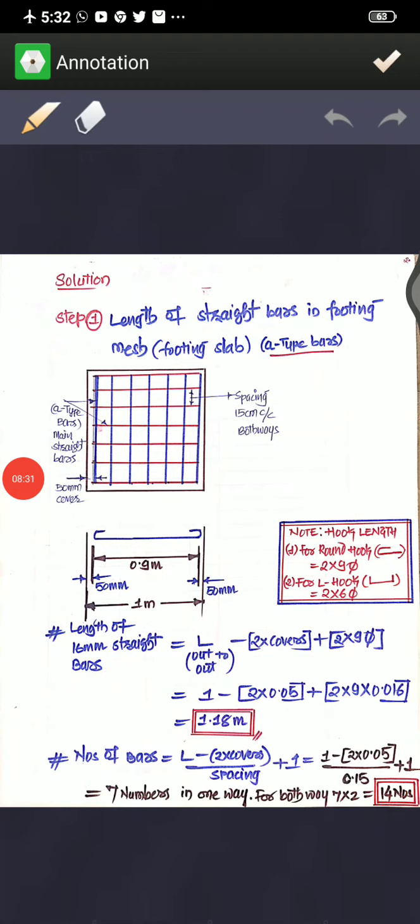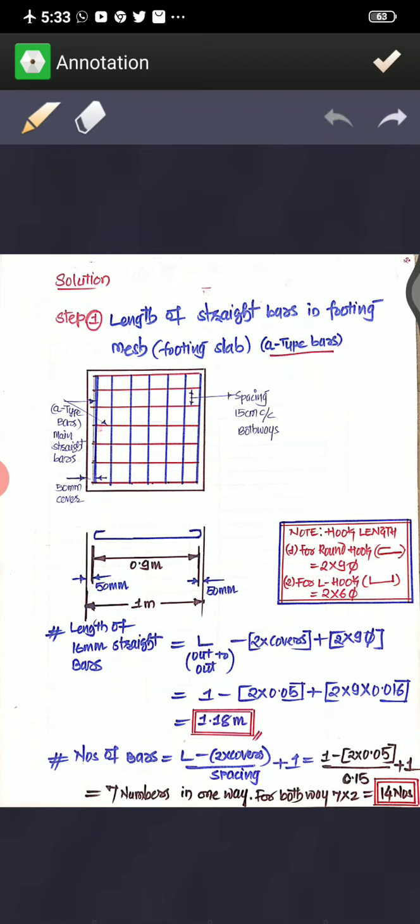Now here you can take the 1 meter by 1 meter base slab size, and it will have a cover of 50 mm on both sides. It is very easy to determine the straight bar. The outer distance is 1 meter, as I have shown here. Then deduct both side covers, 50 mm and 50 mm.